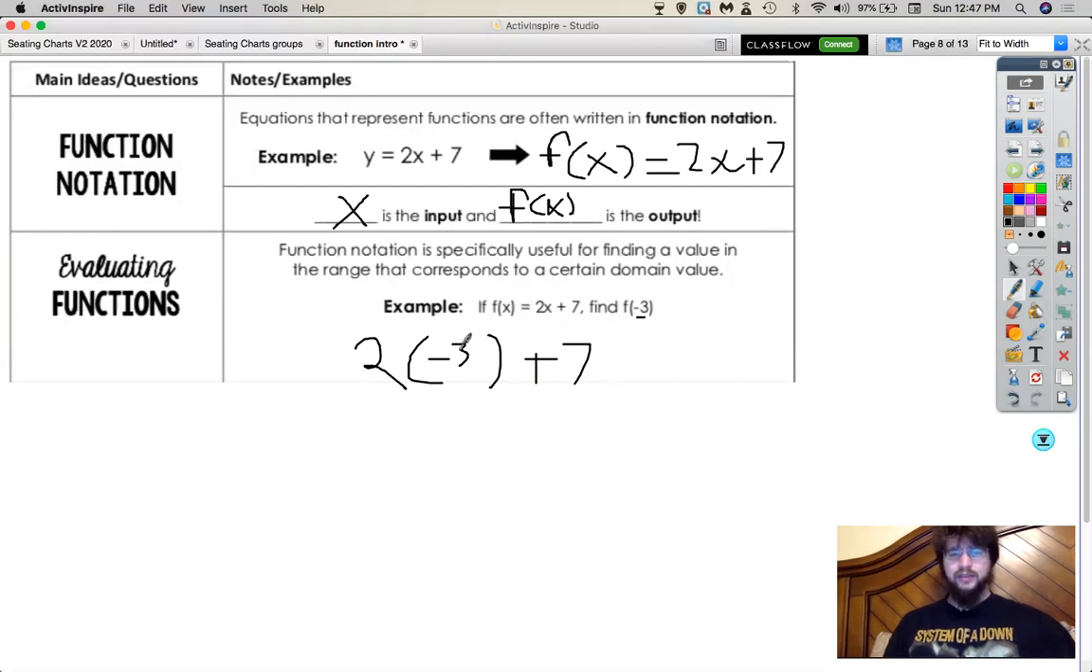So let's do this now. What does this say to do? Remember, if it's written right next to parentheses, that's understood multiplication. So that's negative 6 plus 7 is 1. So we'd read this as f of negative 3 equals 1. Negative 3 is my input, 1 is my output.